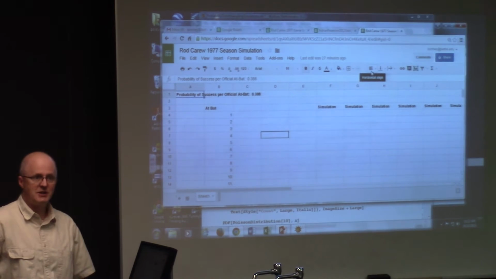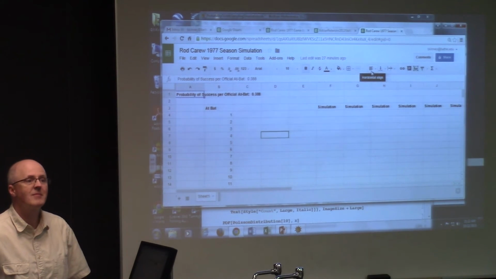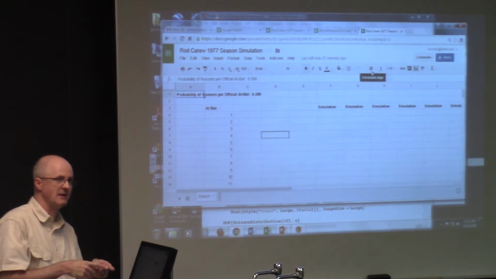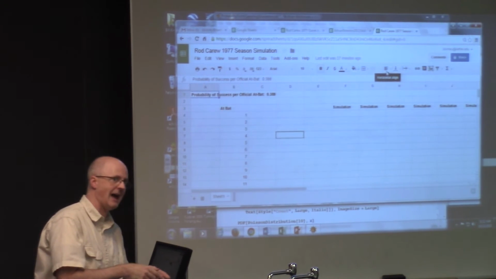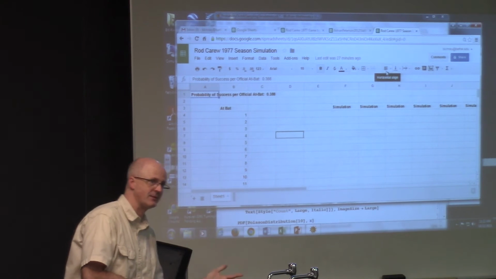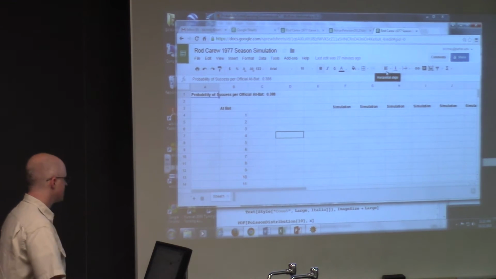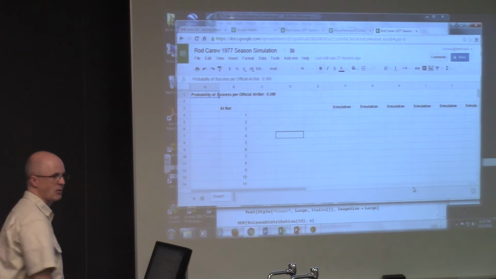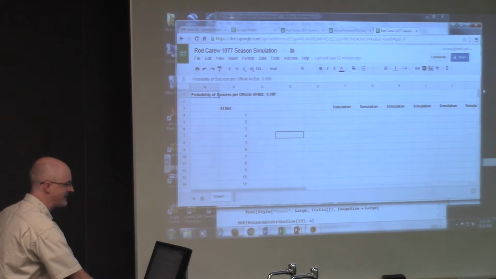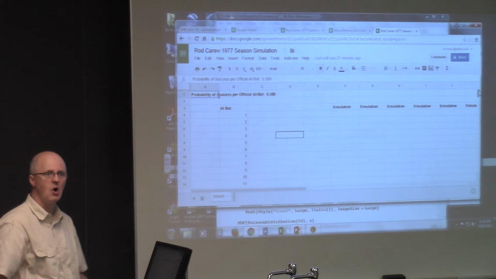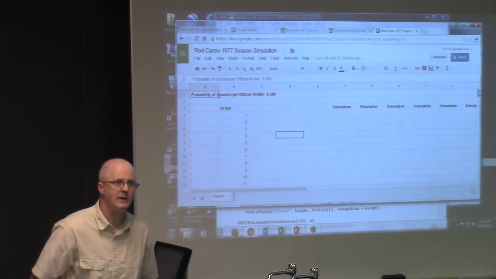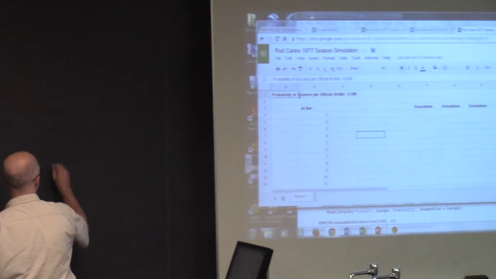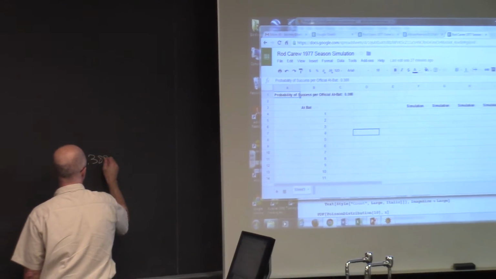Here's what I'm going to want you to do for next time. We'll do a different simulation next class that'll be due for the class after that, okay? For this particular simulation, we're going to model an entire 1977 season over and over and over again for Rod Carew when he had his great batting average of .388. The probability of success was .388.